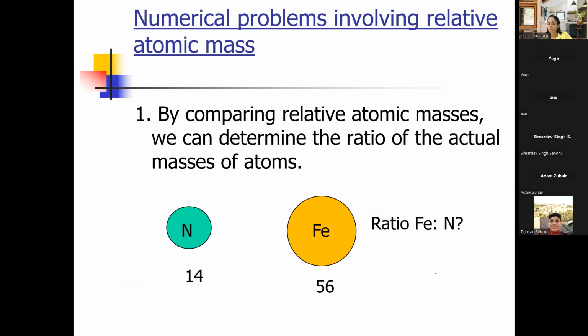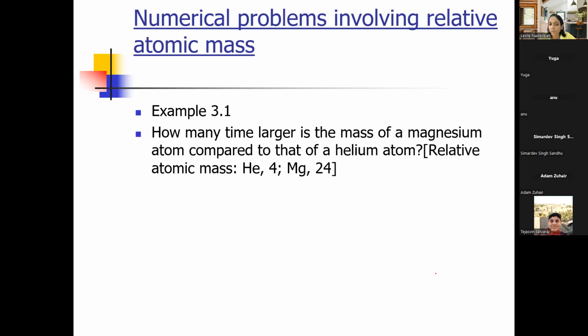Now, when we compare relative atomic mass, we can actually find the ratio of the actual mass of the atoms. So let's look at this question, and you need to do this question as well. As teacher is doing, you are doing. How many times larger is the mass of a magnesium atom compared to that of a helium atom? 6 times. It's so simple, the math here.